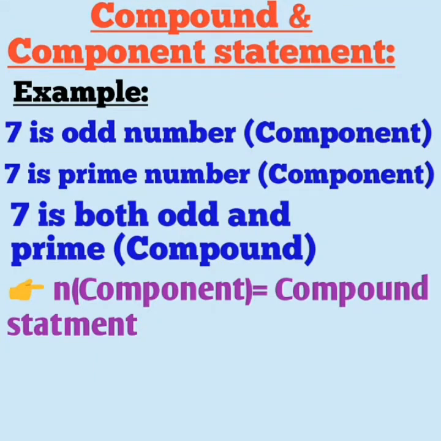Example: 7 is an odd number is one of the component statements. 7 is a prime number is another component statement. 7 is both odd and prime is a compound statement. Now the number of component statements is equal to that of the compound statement.